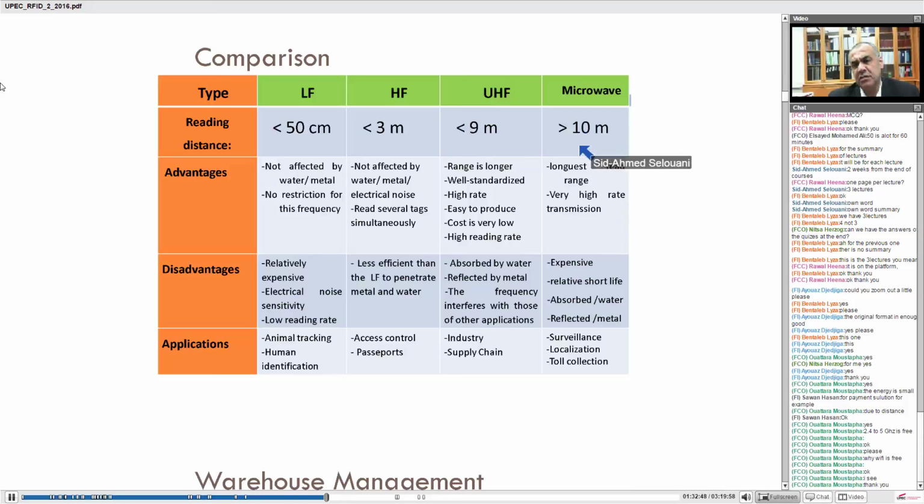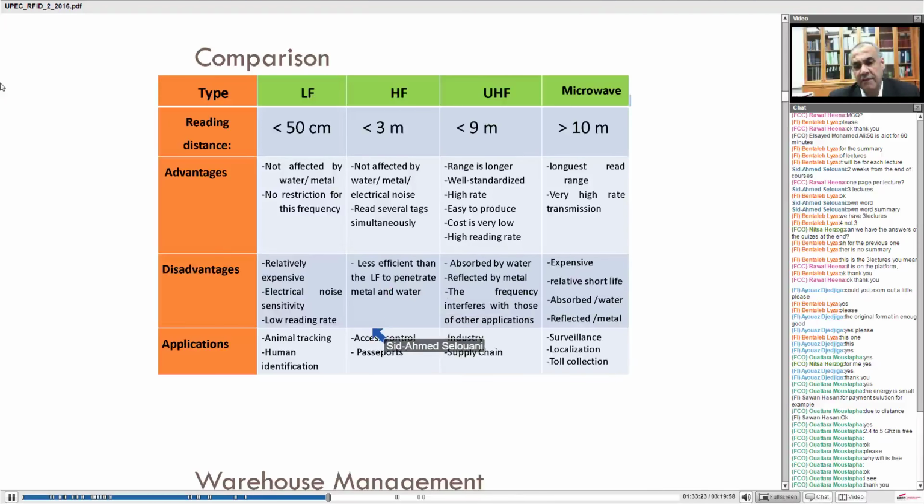Okay, low frequency, less than 50 centimeters; high frequency, less than 3 meters; UHF, up to 10 meters; and microwave, over 10 meters. Advantage of low frequency: not affected by water and metal, no restriction for this frequency. Disadvantage: relatively expensive, electrical noise sensitivity, and low reading rate. Used for animal tracking and human identification.